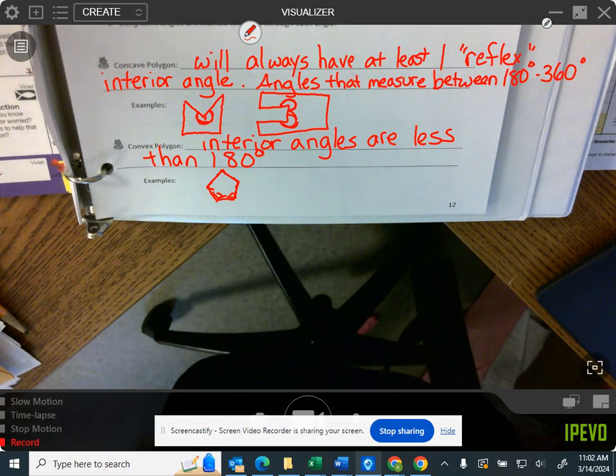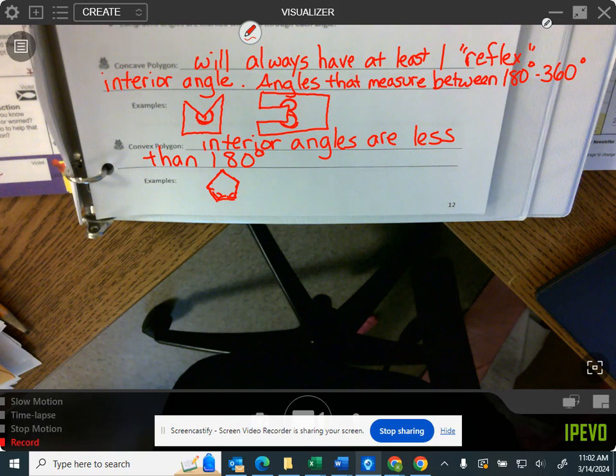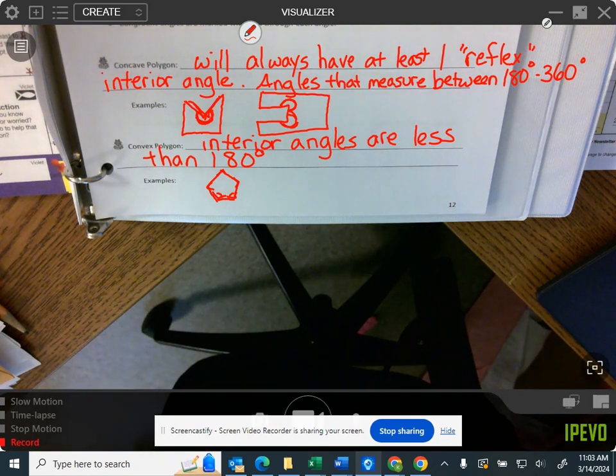Convex means all the inside, the interior, inside the polygon, are all little angles. Concave means it has caved in. So the interior angle is really big. So one of those inside angles will be big.